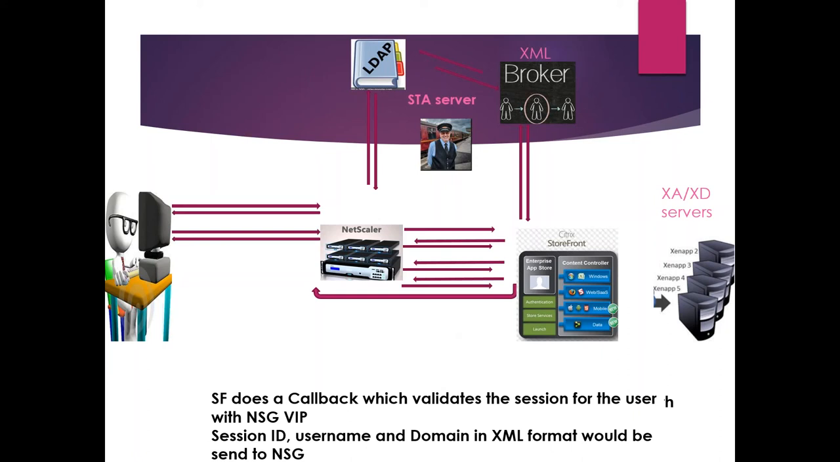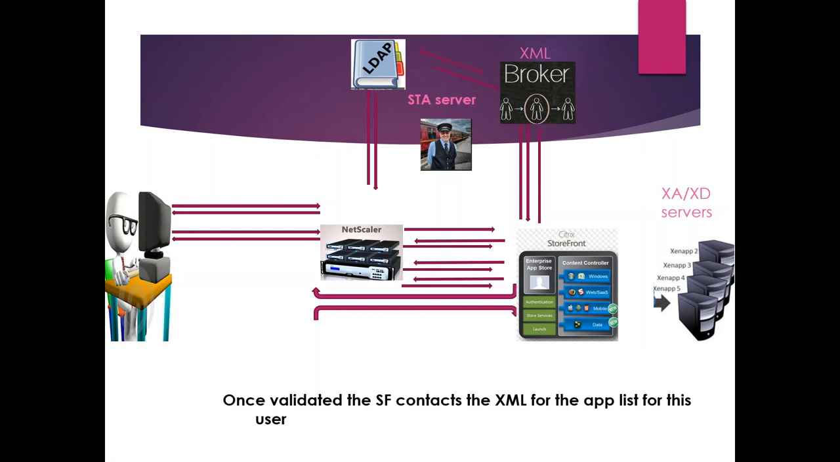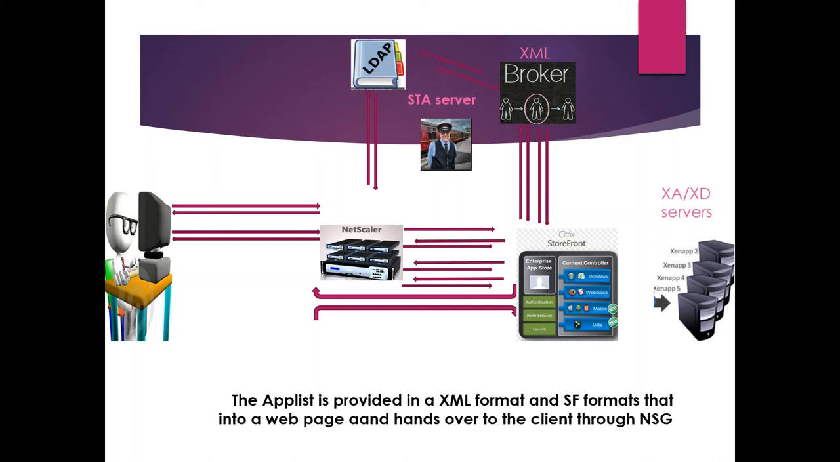So it's like a double check to avoid any security risk, because it might happen that I hack the credential in the meantime and continue the same session. So storefront needs to make sure that the connection is external and the user is already authenticated on the Netscaler gateway. It does a callback to the Netscaler, and to this callback, Netscaler sends back, let me complete the flow. Okay. So after the callback is complete, Netscaler sends a 200 OK saying this is the username, password. And once everything is done, the storefront again contacts the XML for the app list for this user, like how this app list should be displayed.